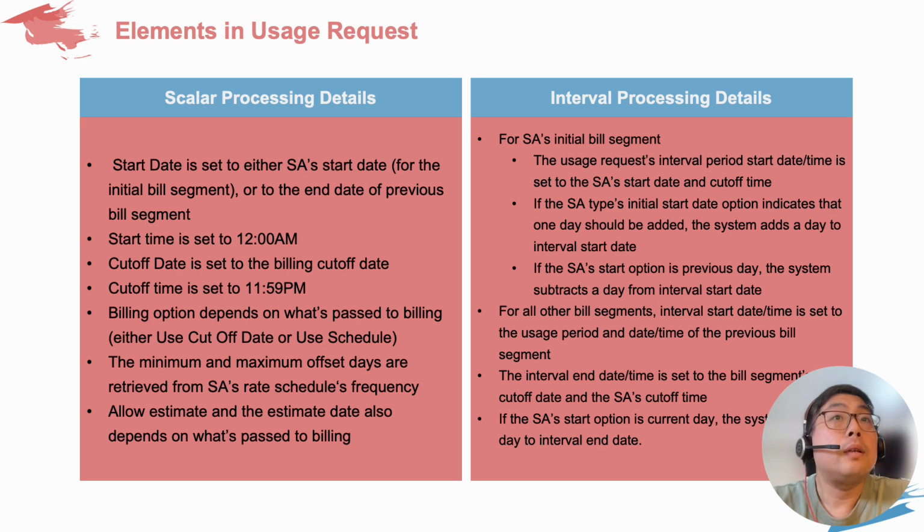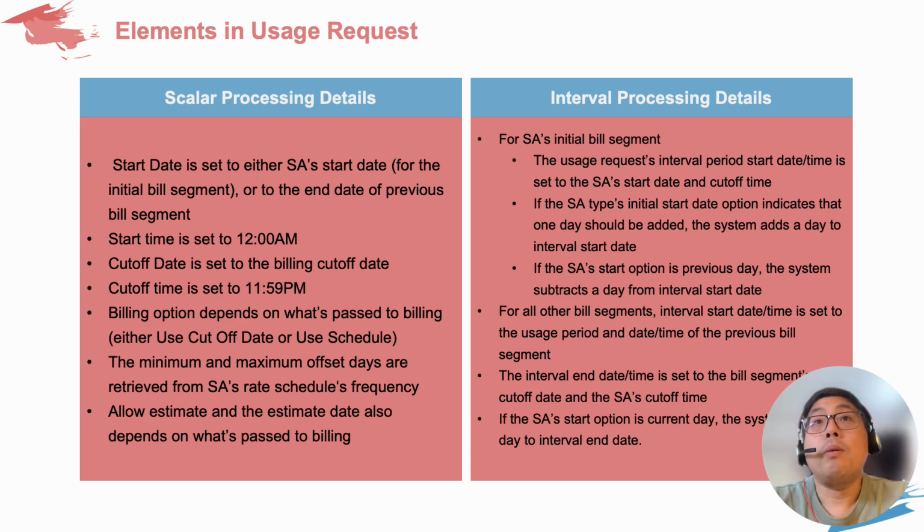And then there's a couple of things like billing option, dependent on what path to billing. Either use cutoff date or use schedule. Use cutoff date is normally saying, okay, I want to bill until, say, the 31st of March. Okay, that's the end of the month. It will just basically bill until that date.